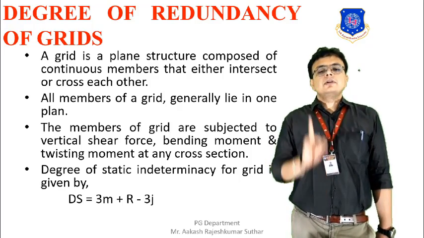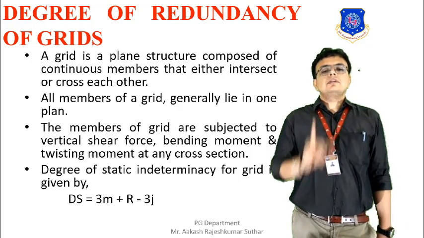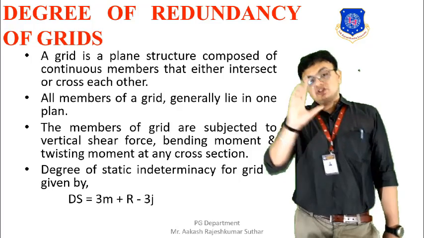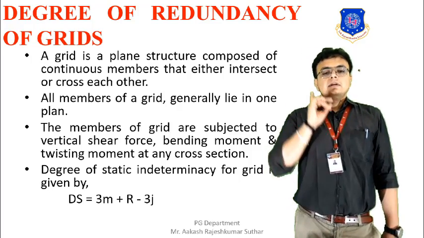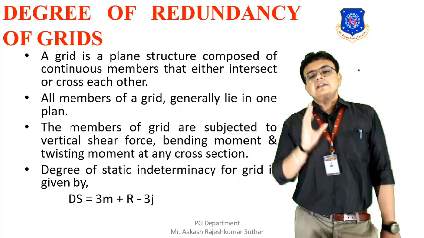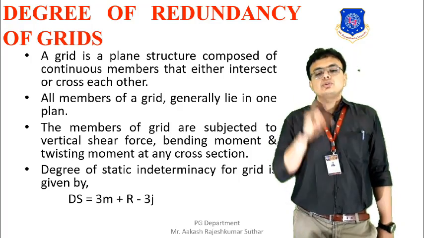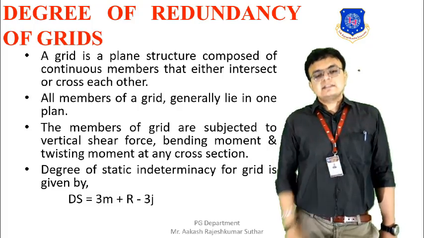The members of a grid are subjected to vertical shear force, bending moment and twisting moment at every section. The formula to find the degree of static indeterminacy for the grid is basically ds is equal to 3m plus capital R minus 3j.